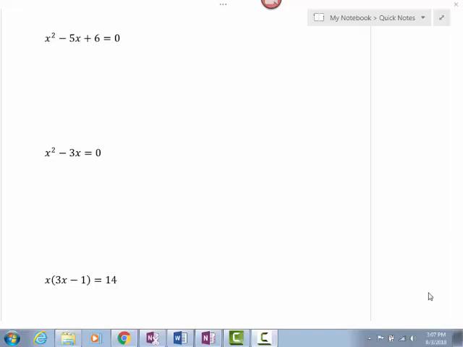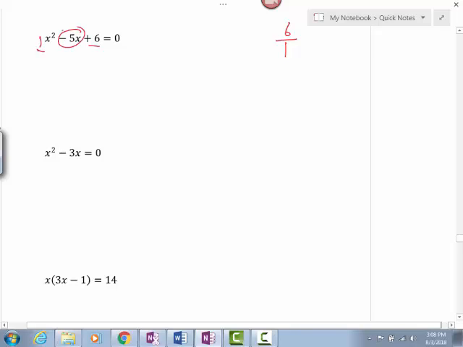All right, so the next problem here is x squared minus 5x plus 6 equals 0. Again, I'm going to go ahead and use my shortcut. So 1 times 6, that's still 6. So now I'm looking for two numbers that multiply to a positive 6, but add up to a negative 5. So I could think of 1 and 6. I could also think of 2 and 3.